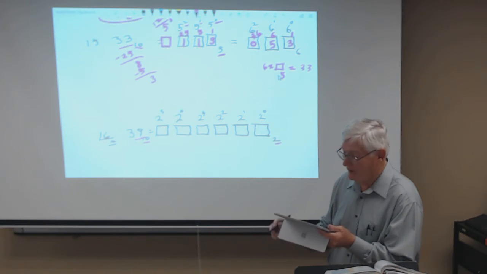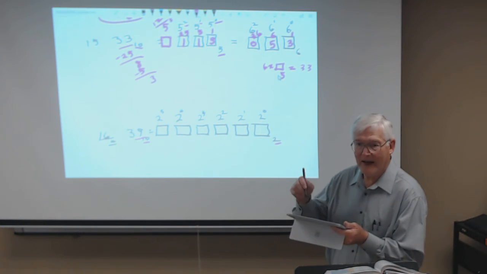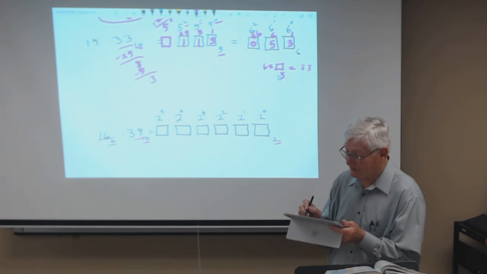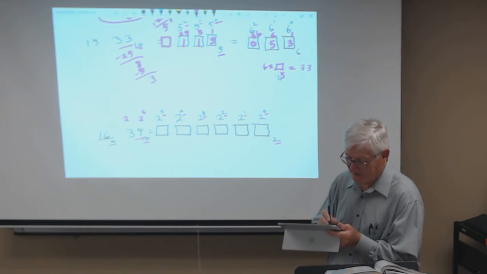Does everyone know that binary means base 2? If you don't, write that down. Binary means base 2. And that's 2 to the 0, 2 to the 1, 2 to the 2nd, 2 to the 3rd, 2 to the 4th, 2 to the 5th. The next one would be 2 to the 6th. And then what? 2 to the 7th. You see how it would just keep going?